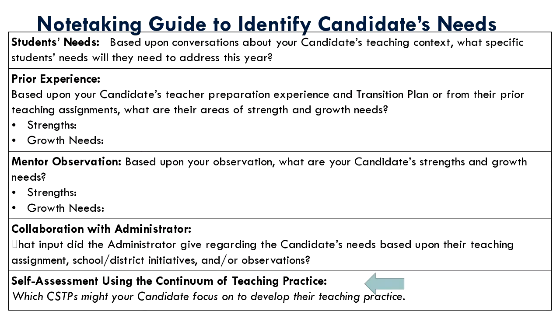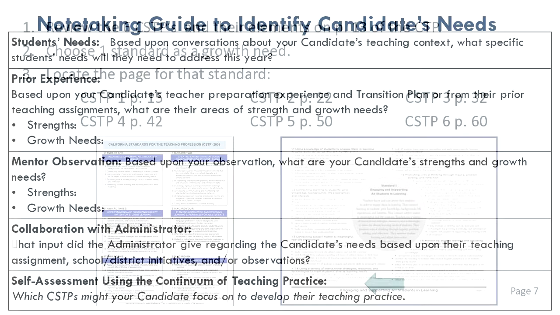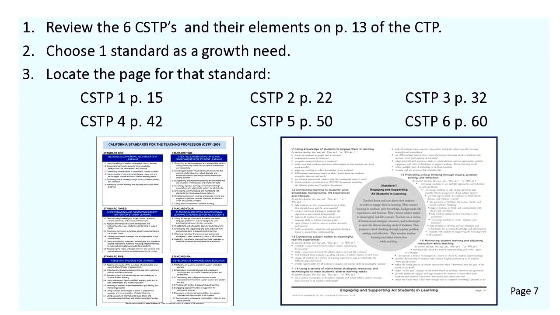In the self-assessment subsection, the mentor and candidate will identify the CSTP elements that are areas of growth for the candidate. Remember to use the guide to conduct the self-assessment, as it is important to be very thoughtful and strategic about identifying CSTP elements that represent the areas of growth for the candidate.